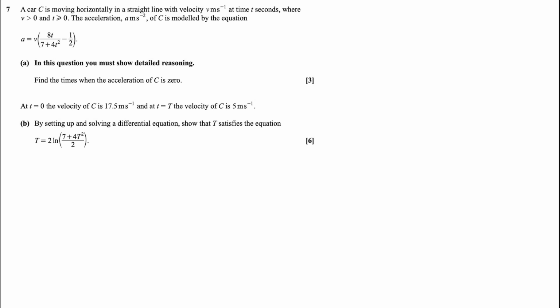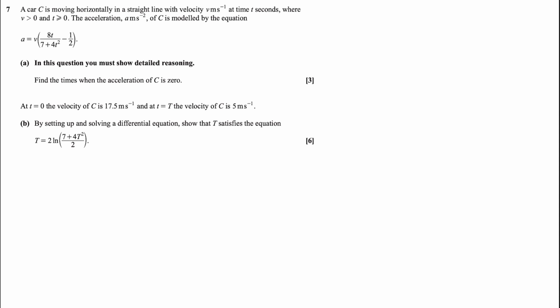Okay, so this is question 7 of the A-Level 2023 paper 3. It's about a car moving horizontally in a straight line with velocity v. We're given an equation: a equals v lots of (8t over 7 plus 4t squared minus a half). Now this is still in the pure section, but it's to do with acceleration and velocity, so it's a nice link between the pure and mechanics papers, really.